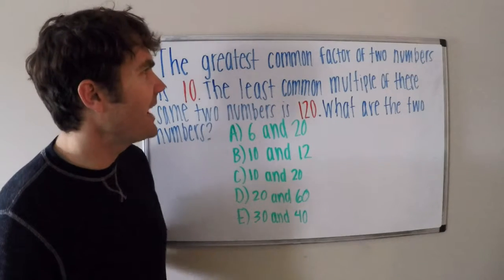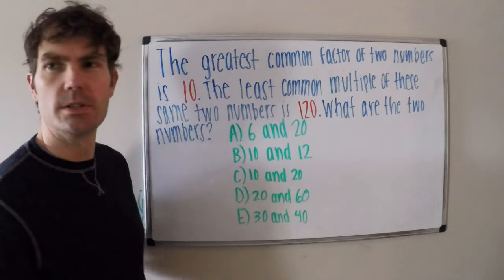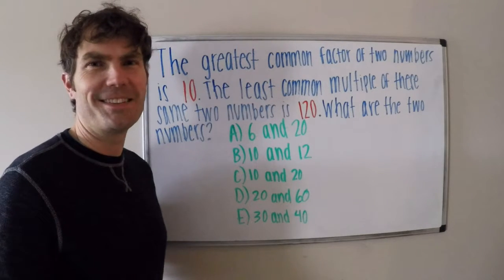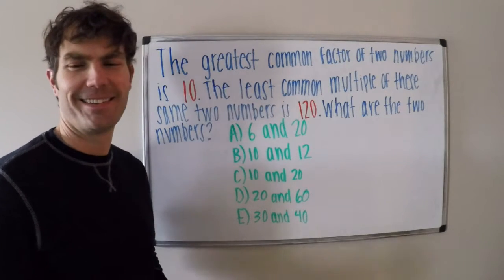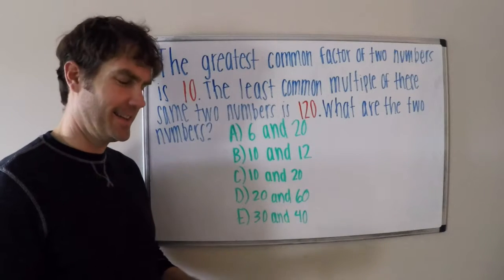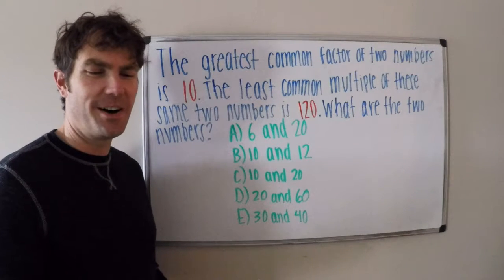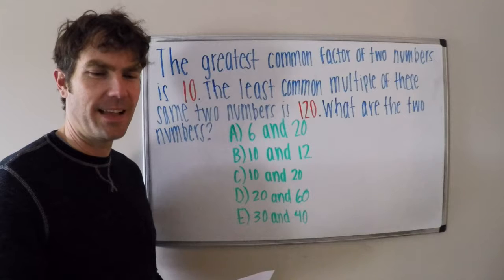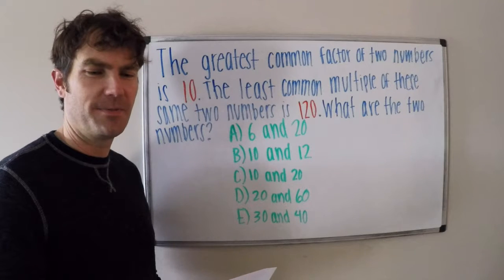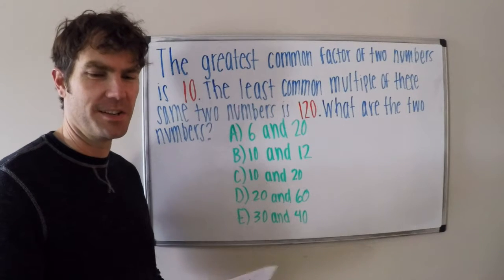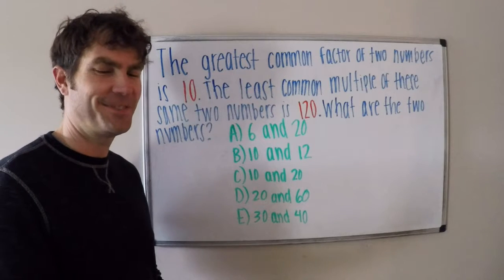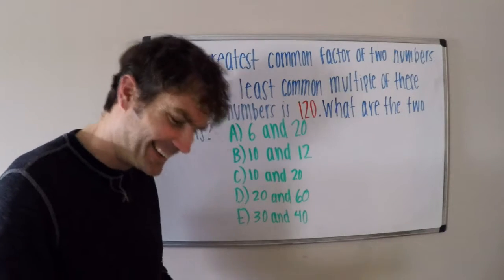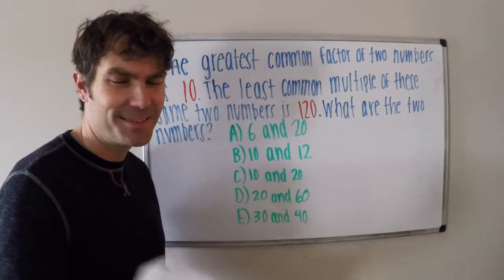The greatest common factor of two numbers. Wait. Oh, I forgot the joke. Oh no. Today's joke: what do you call an amount that exactly divides a recipe for a sweet confection? A fudge factor. A fudge factor, get it? Sweet confection.